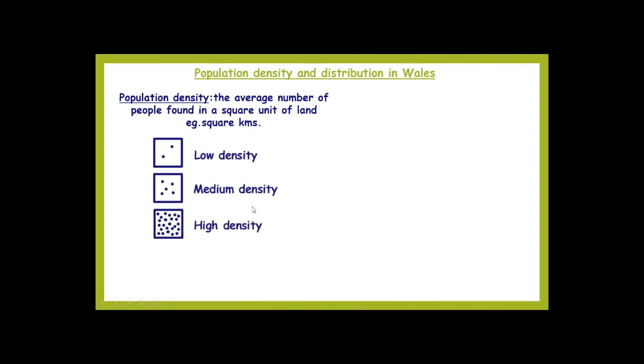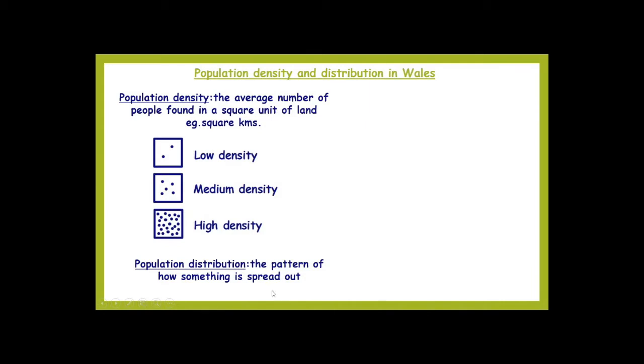If an area has a low population density through to a high population density, it's basically a better way of saying that there's not many people there, or there's a lot of people really crowded there. Population distribution is, well, where are the areas of high density and where are the areas of low density? So how are people spread out? What's the pattern of how people are spread out across Wales?